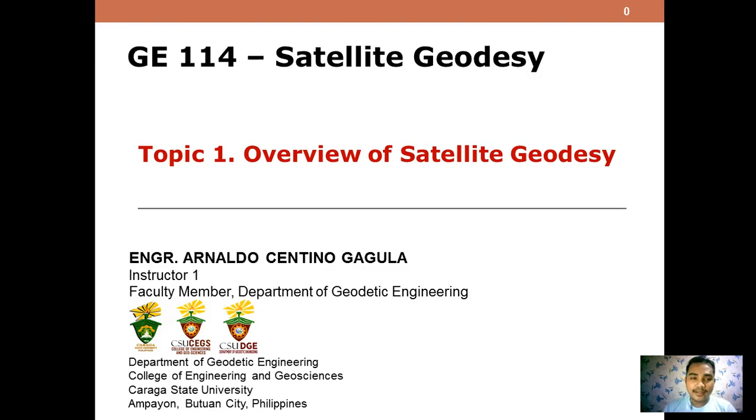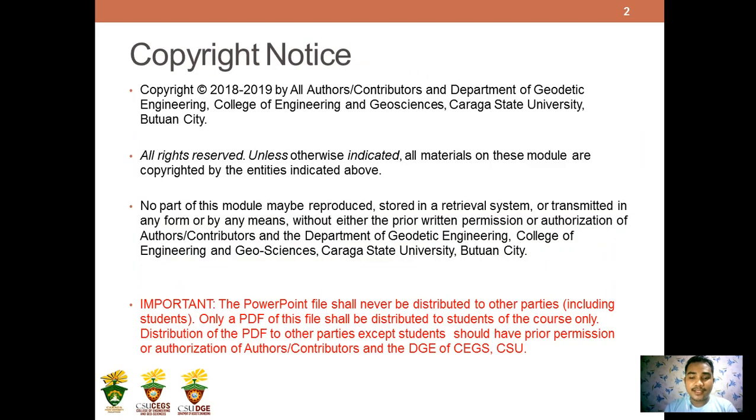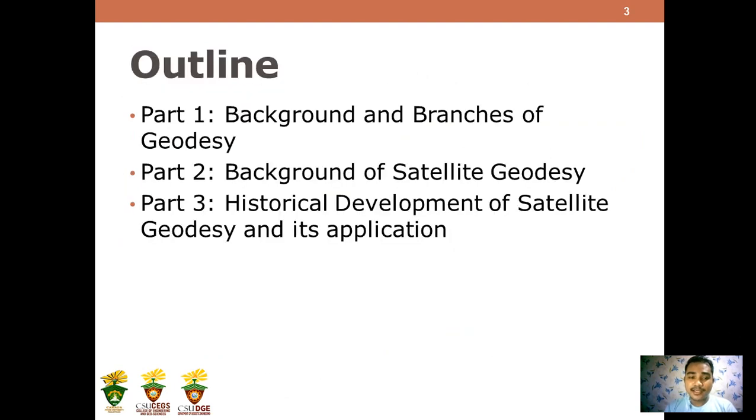Alright, so welcome back. We are now at topic 1 of GE114 Satellite Geodesy, which is the overview of satellite geodesy. This is for the authors and contributors and the copyright notice. I guess I already discussed that during our orientation. And here is the outline for this presentation of this topic.